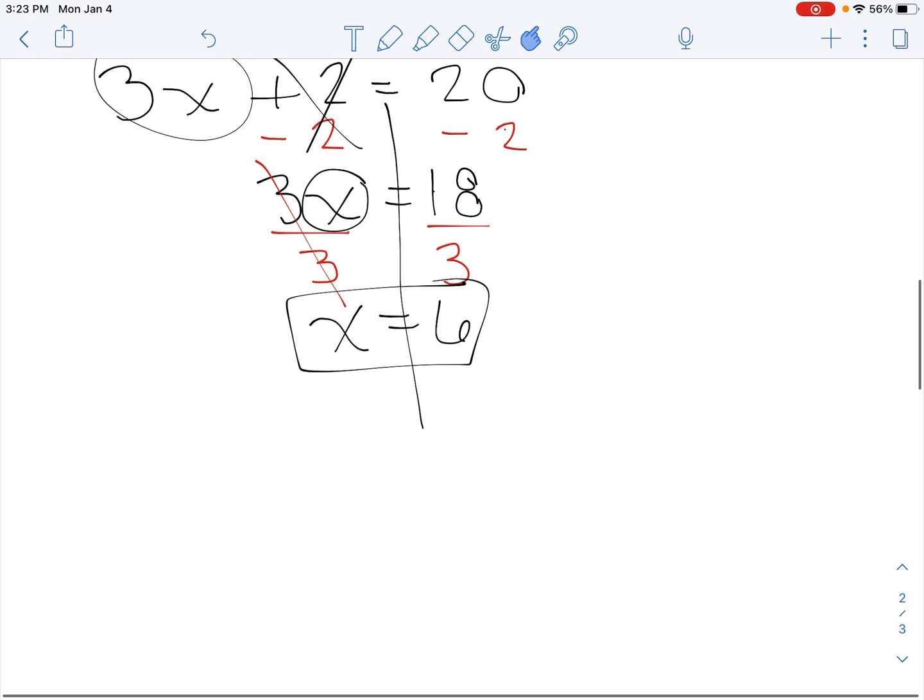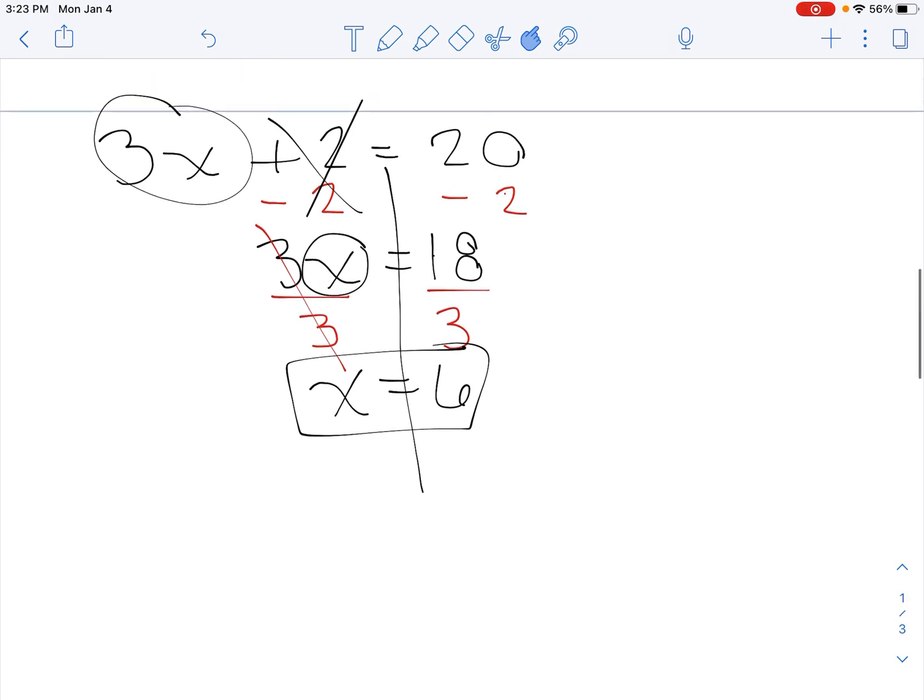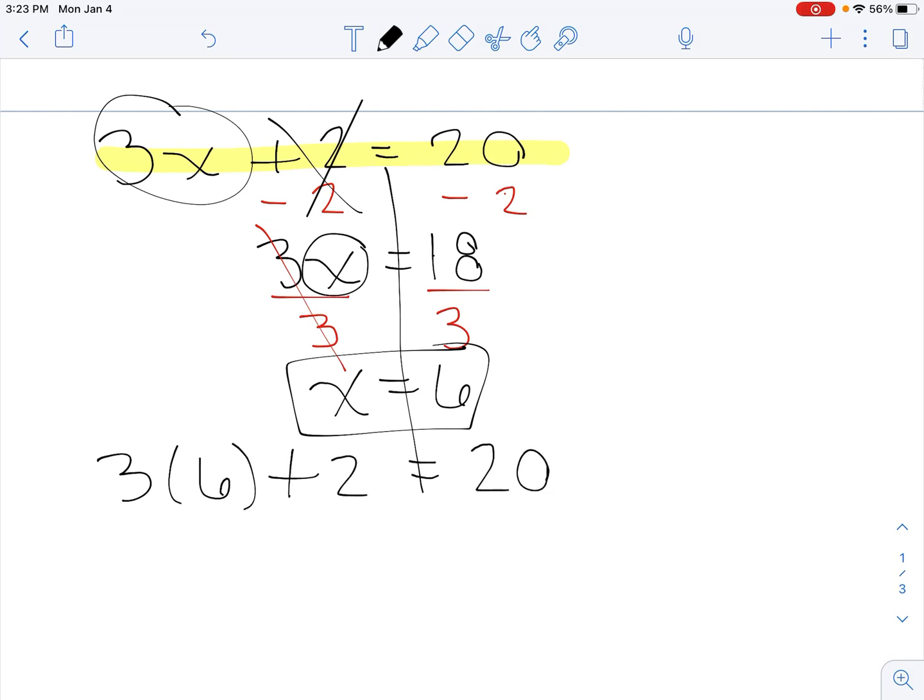So now we need to substitute and check. Remember, to substitute, we're going to go back up to the original equation, 3x plus 2 equals 20. We're going to rewrite that, but instead of x, we're going to use the number 6. So 3 times 6 plus 2 equals 20. Well, 3 times 6 is 18, plus 2 is 20. 20 equals 20, check.